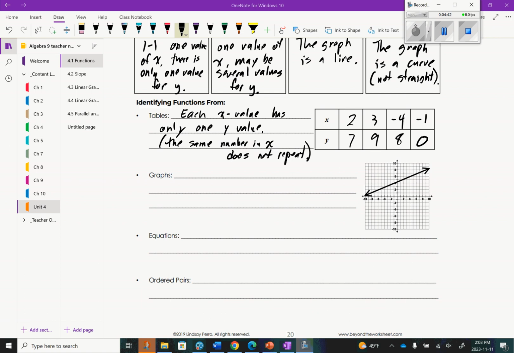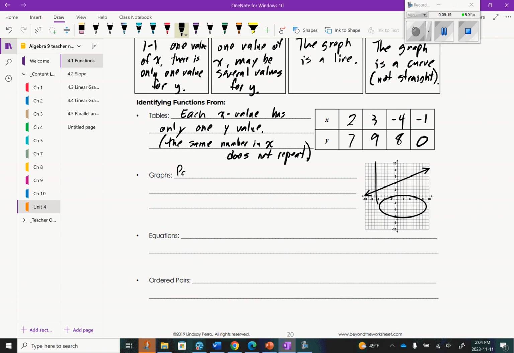As far as a graph is concerned, if our graph looks like a nice line, that qualifies as a function. If it's any kind of a curve, it does not. What we're going to look at here is something called the vertical line test. If we draw a vertical line anywhere, how many times does it hit the graph? Well, if we draw a vertical line so it just hits the line part of it here, it's only going to hit once.